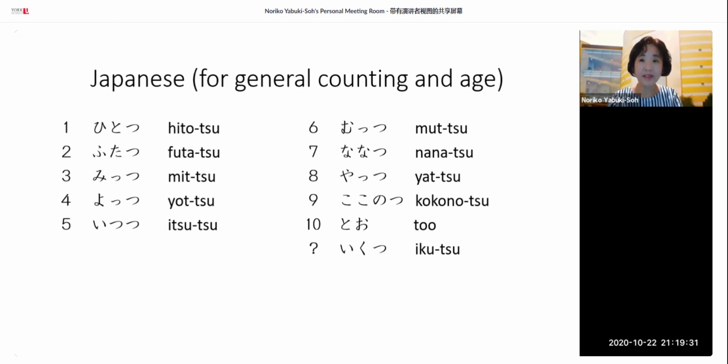You are familiar with おいくつ to ask someone's age, right? So this is the Japanese series. And this is used for general counting, including some abstract things like questions. So if you have 2 questions, you say 質問が2つあります. And also age for small kids, any age under 10, you can use this Japanese series.